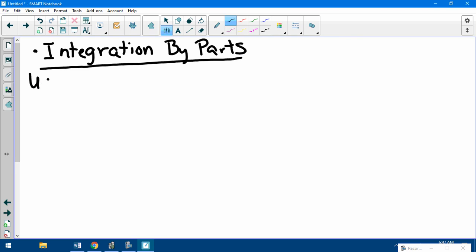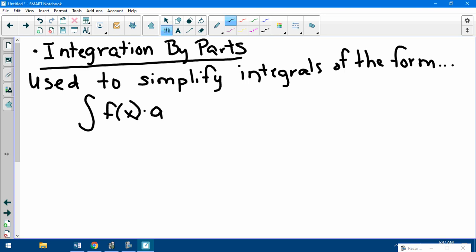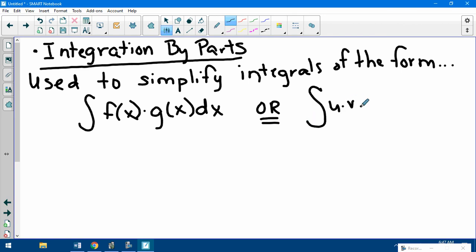Integration by parts is basically used to undo the product rule. So it's used to simplify integrals of the form the integral of f of x times g of x dx, or equivalently I could write it as the integral of u times v du. You'll see why I'm writing it that way in a second.